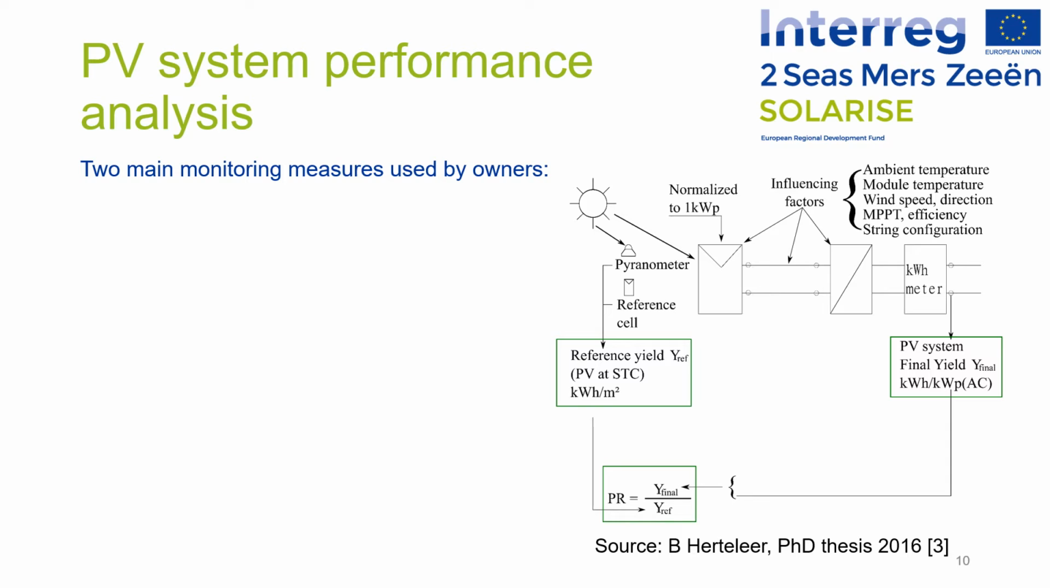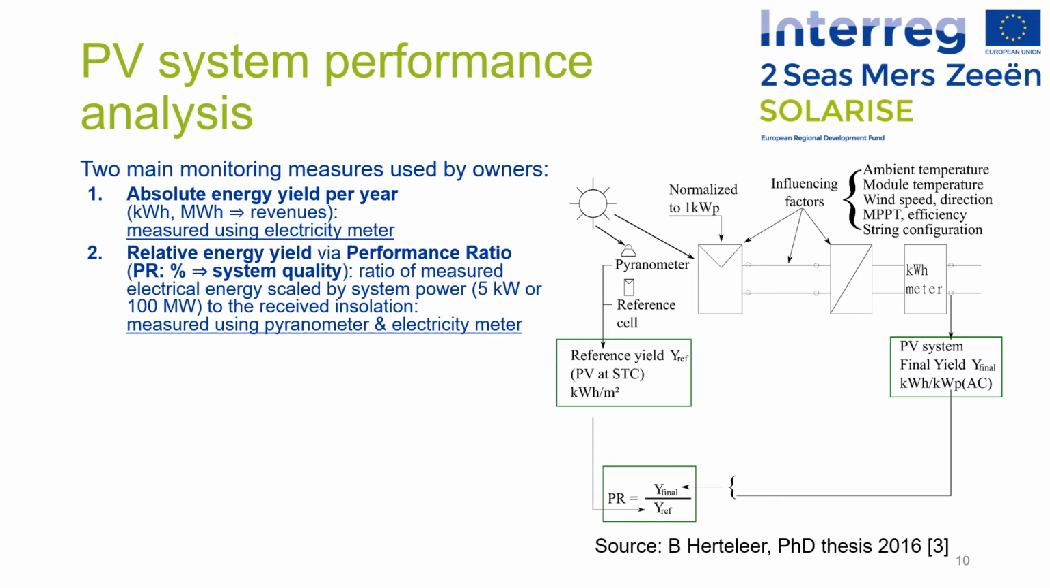There are two main monitoring measures used by owners. The first one is the absolute energy yield per year, measured in kilowatt hours or megawatt hours, which is essentially a proxy for the revenues, which is measured using the electricity meter. The other measure is a relative energy yield, which is obtained by the performance ratio, or PR, which is a measure of the system quality.